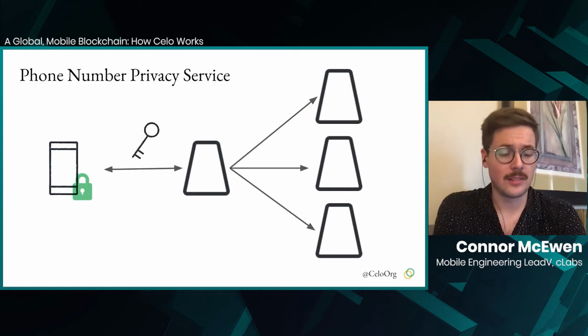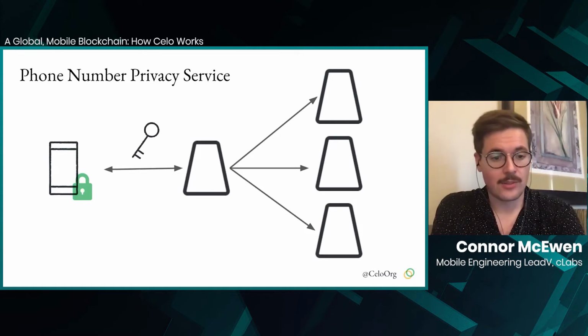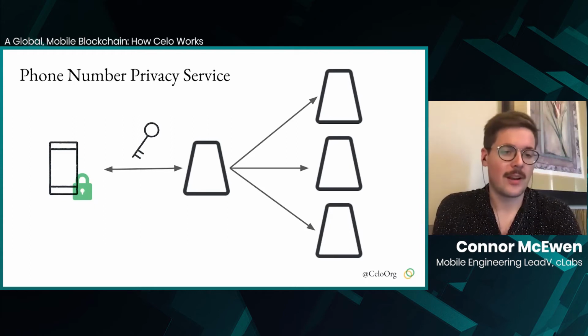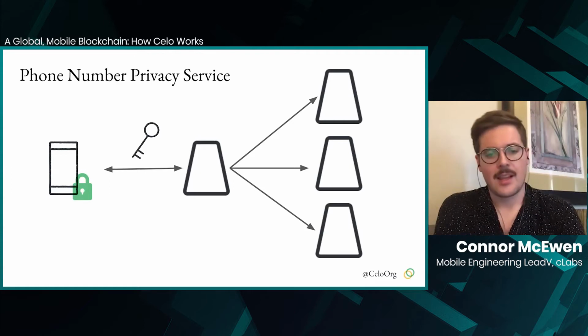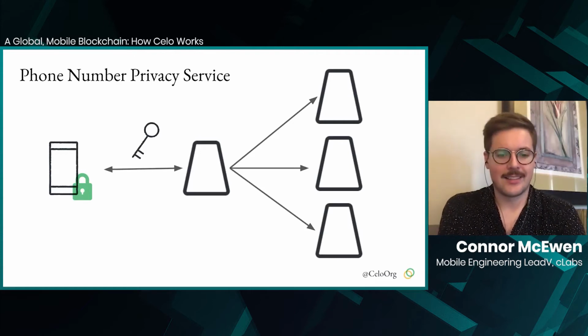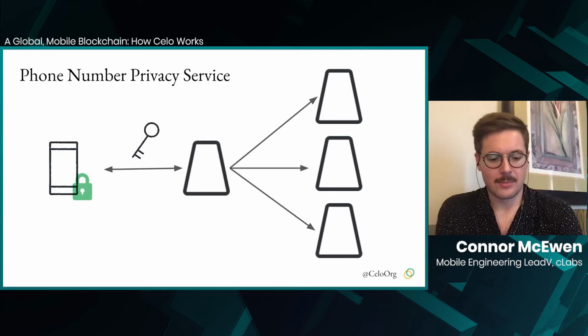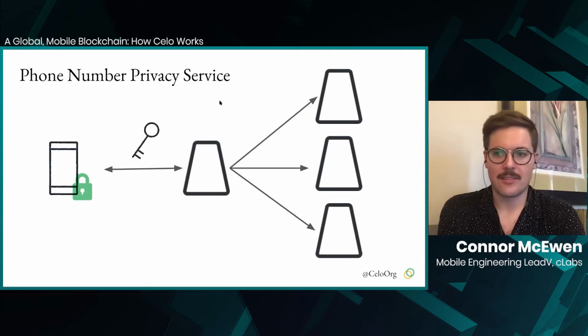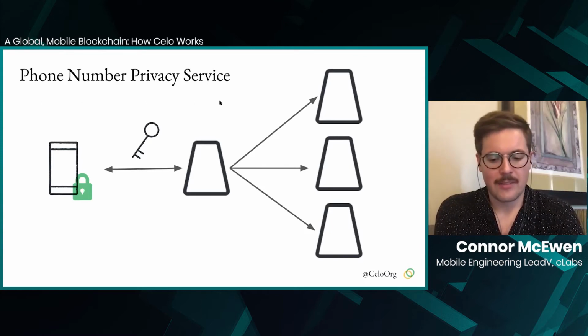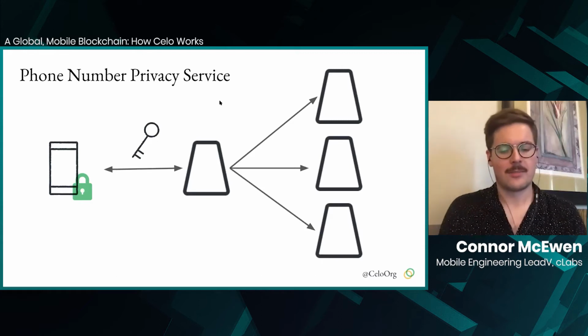Likewise, if a user wishes to look up the phone number of another user to see if they're on the network, they can query this phone number privacy service. The important piece here is that those queries are rate limited so that no one can scrape the database of all phone numbers. Then we ensure that there's both the usability of being able to discover people, but also that we respect the user's privacy.